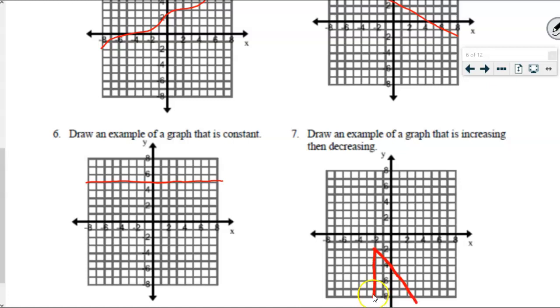Okay, not too shabby. What is happening right here, though? Is this a function? Is this going to pass the vertical line test the way it's drawn? So that part makes it so that it is not increasing. Even though you drew it up, you didn't go left to right. So let's go and make a change there. I like the second half. You drew the decreasing perfectly, but we need to make a change to the increasing.